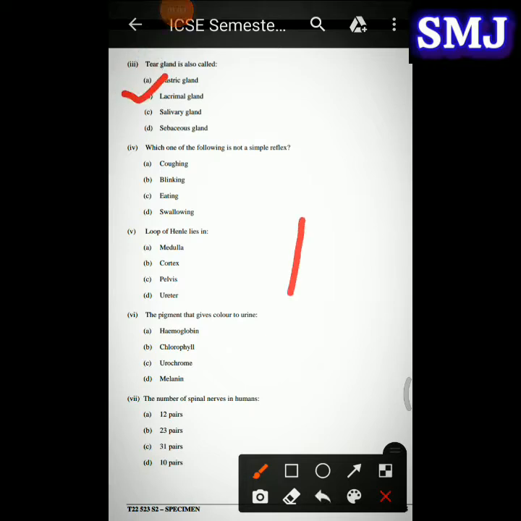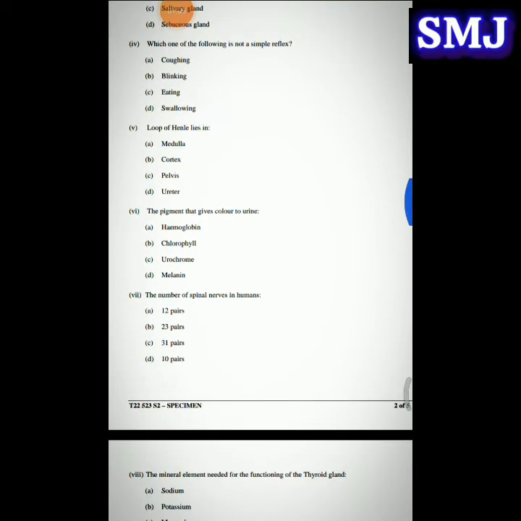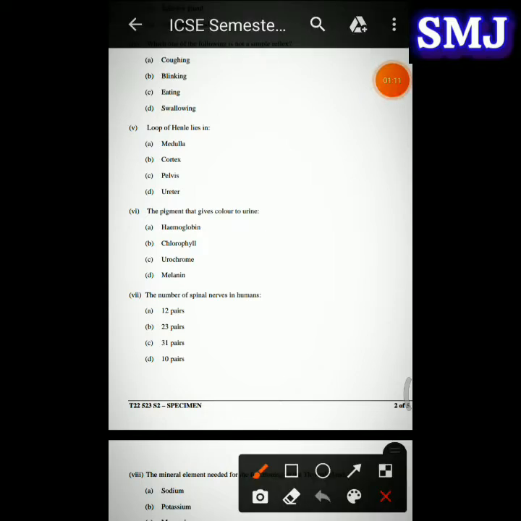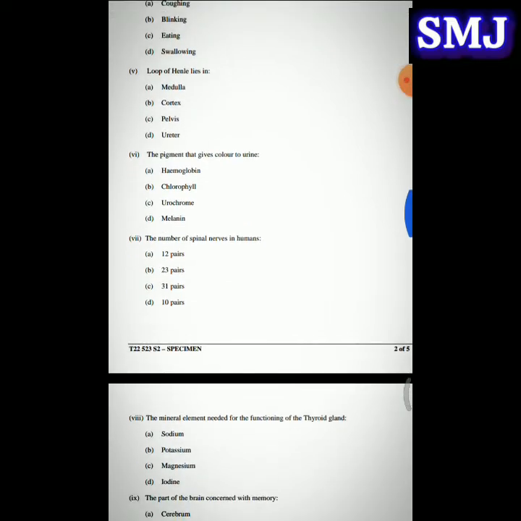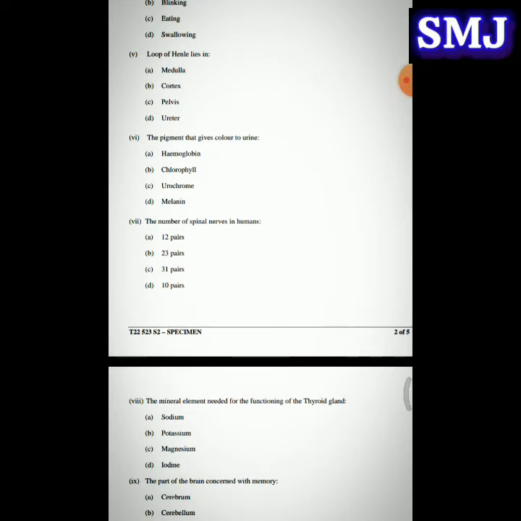Next question. Which one of the following is not a simple reflex? So the answer is coughing is the right answer. Next question. Loop of Henle lies in. The options are medulla, cortex, pelvis and ureter. Answer is medulla.